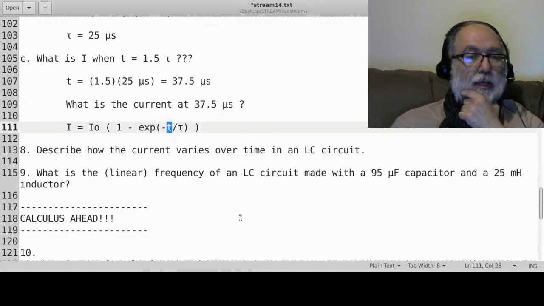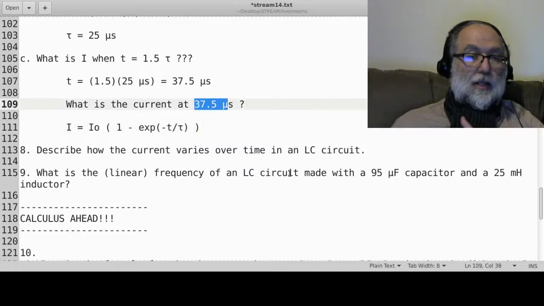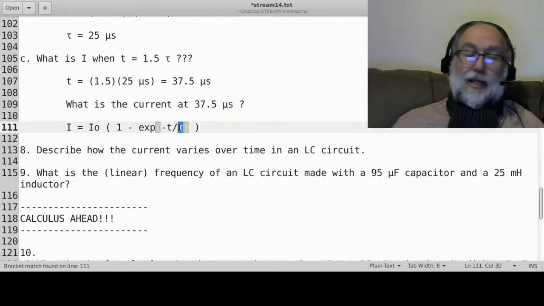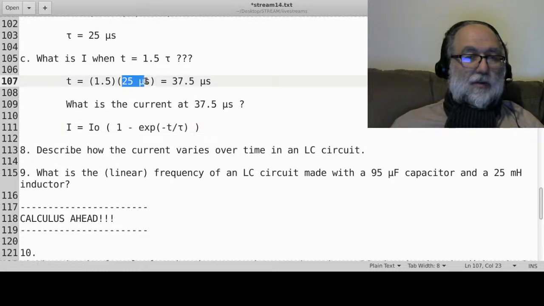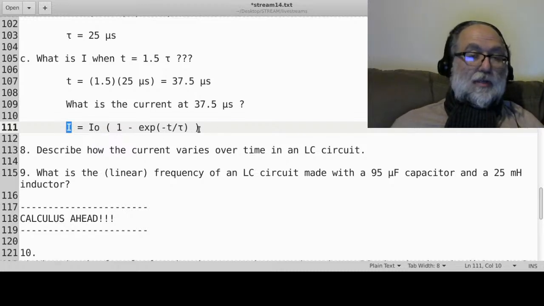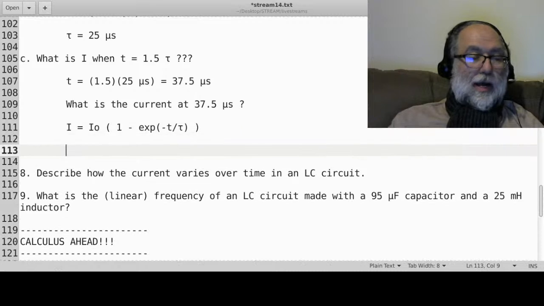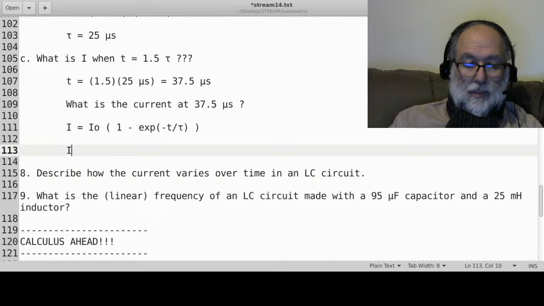Here we have t, and that's the time at which we're interested in. And we've already determined that that's at 37.5 microseconds. So that t there is going to be the 37.5 microseconds. Tau is just a constant for a particular circuit, because L doesn't change and R doesn't change, so it's just that 25 microseconds. So that's constant. I naught is the maximum, and I'm asking you, what is I at that particular time? So we want I.